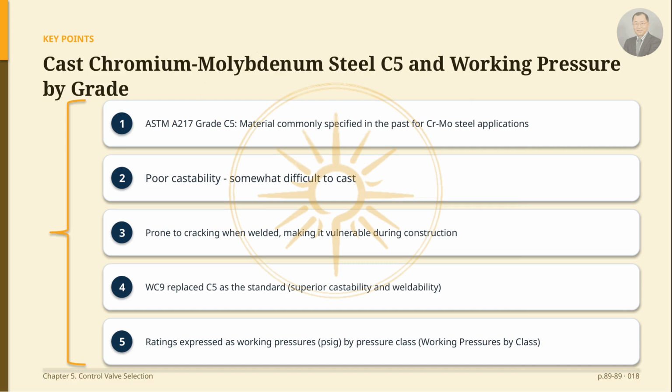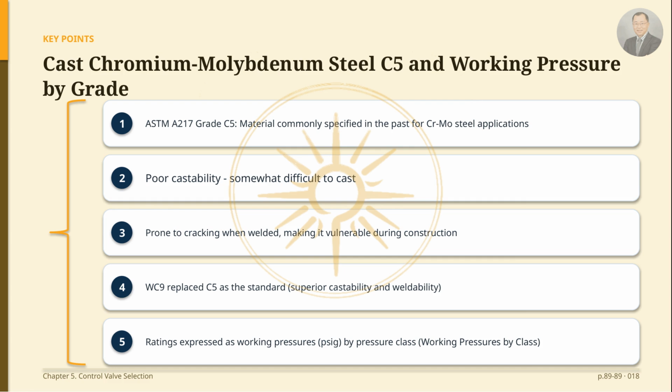Next, I'll introduce the C5 material, specifically ASTM A217 grade C5, among cast chromium molybdenum steels. In the past, C5 was commonly specified for applications requiring chromium molybdenum steels. However, this material has the weakness of being somewhat difficult to cast and having a tendency to crack when welded. For these reasons, WC9 has taken over the standard position from C5.